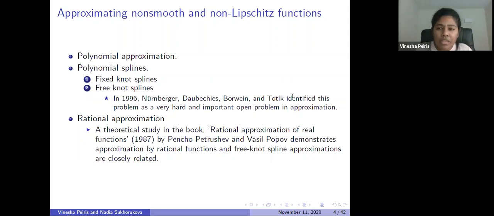But if we don't know the location of these knots, then the problem becomes non-convex and it is very hard to solve. Even in 1996, Nürnberger and three other mathematicians identified this problem as a very hard but still open, important problem in approximation. Rational approximation actually comes into play as a promising alternative to free-knot spline approximations. Theoretical studies say that rational functions and free-knot spline approximations are closely related to each other. But these results are developed for non-uniform norms. For uniform norm, it still remains an open problem.